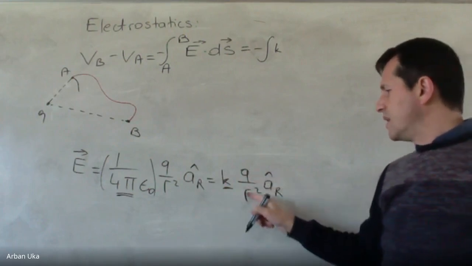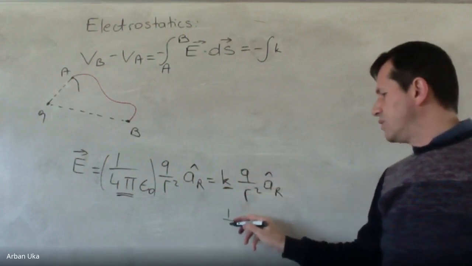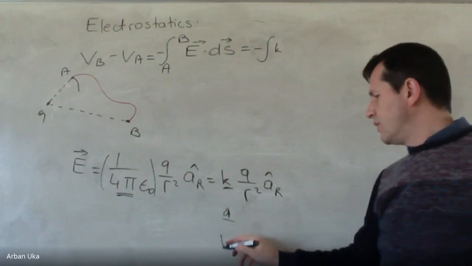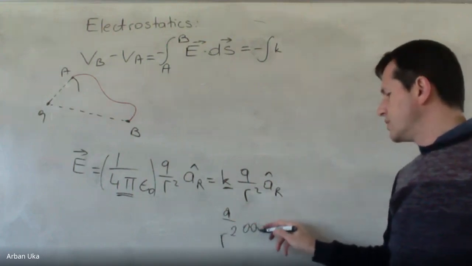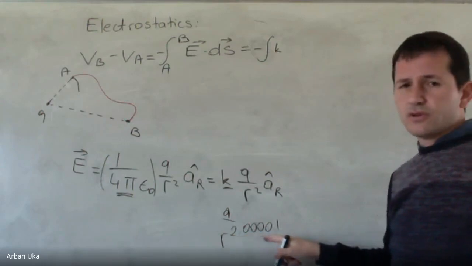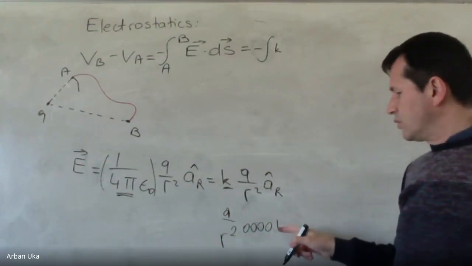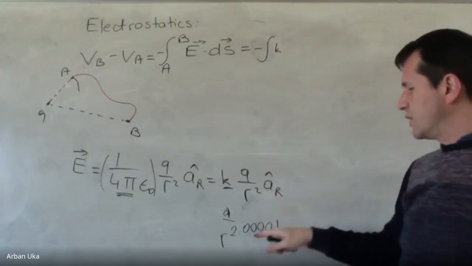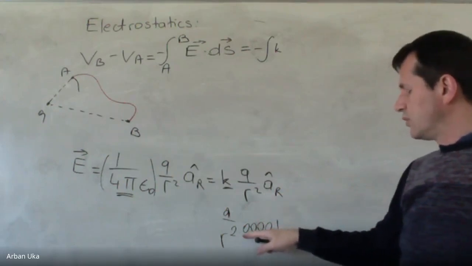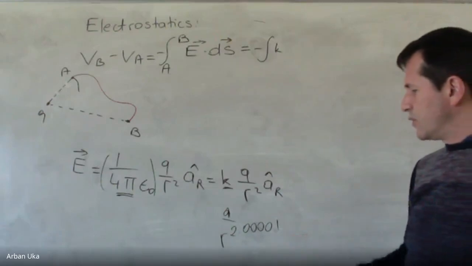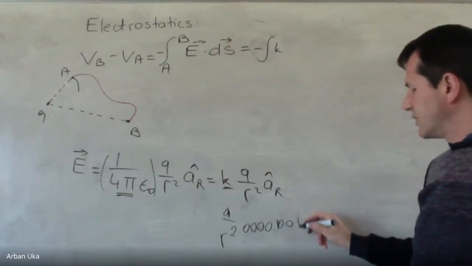Probably, that's also a question. Why is this kq over r squared? This could have been kq over r to the power 2.0001. This could also be true. Experimentally, it might be difficult for us to confirm which one is the best. Is this r squared or r to the power 2.00001? Probably we'll never be able to distinguish something like this.